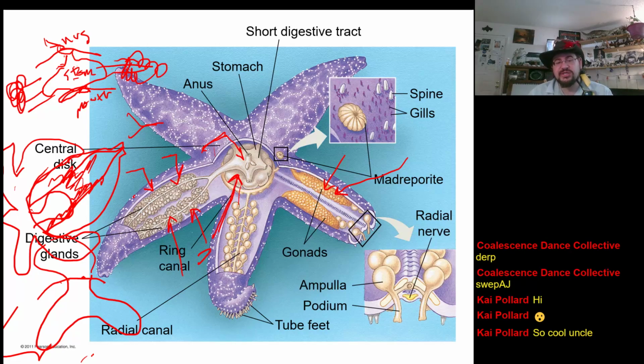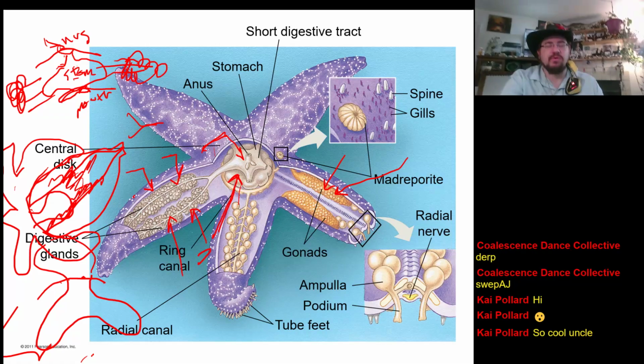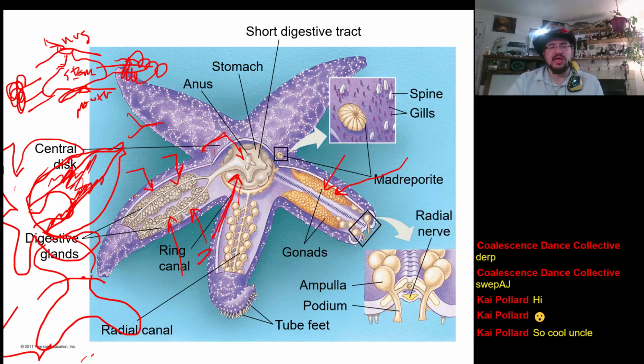So a starfish does not swallow anything. It pushes its stomach out, inside out, onto the prey. Like, for instance, if you've got your clam, it just pushes its stomach into the clam, and then the digestive juices fill the clam up. And then, of course, your clam gets digested and dead.